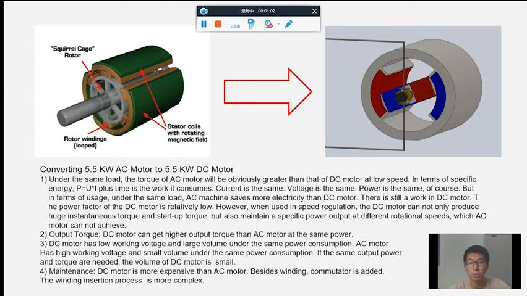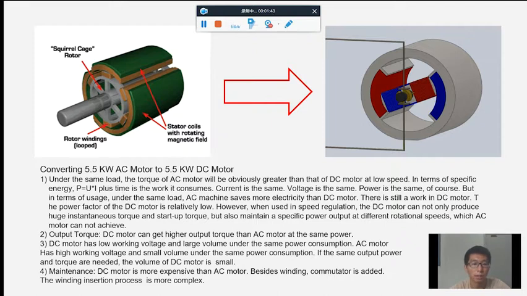However, when it's used in speed regulation, the DC motor can not only produce a huge instantaneous torque and stop torque, but also maintain a specific power output at different rotational speeds, which an AC motor can't achieve. Second, a DC motor can get higher output torque than an AC motor at the same power. Third, the DC motor has low working voltage and large volume at the same power consumption.